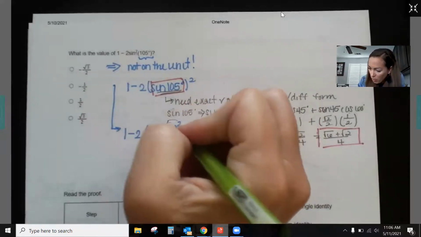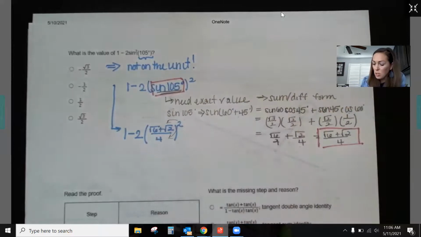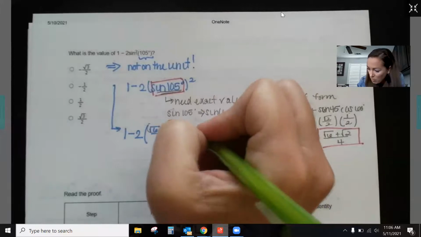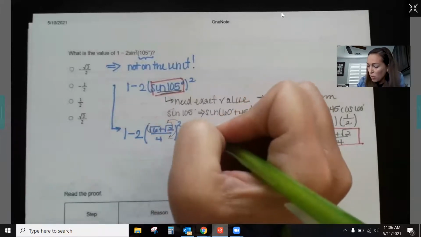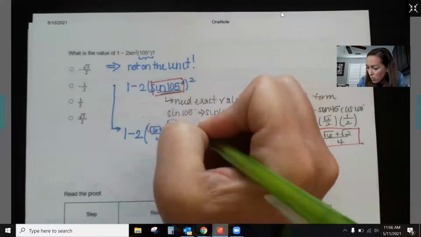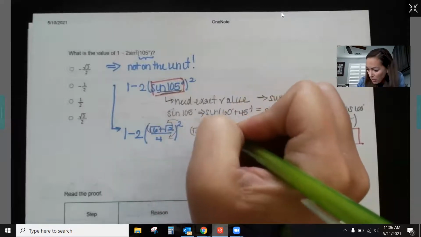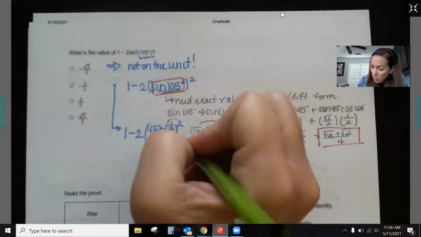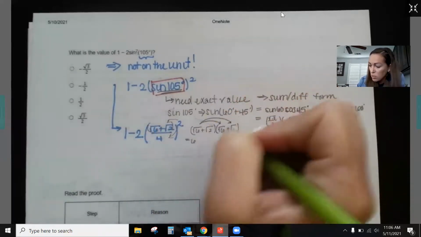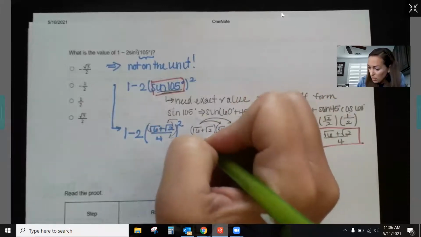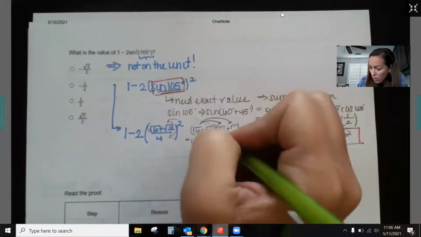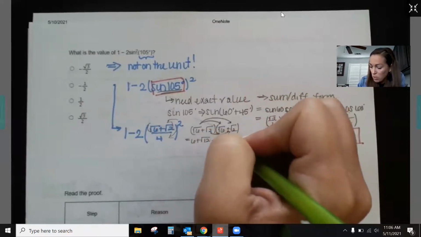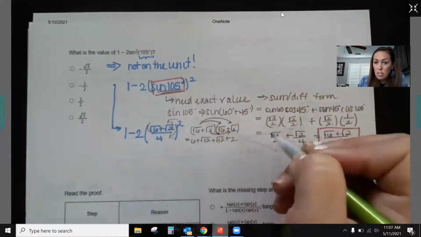Okay, here's the deal. This squared is going to both pieces. So I need to square this quantity. So I'm just going to do it right here off to the side. Square root of 6 plus the square root of 2 times the square root of 6 plus the square root of 2. Square root of 6 times square root of 6 is going to be just 6. Square root of 6 times square root of 2 is going to be square root of 12. Square root of 6 times square root of 2 again is square root of 12. And square root of 2 times square root of 2 is going to be just 2.